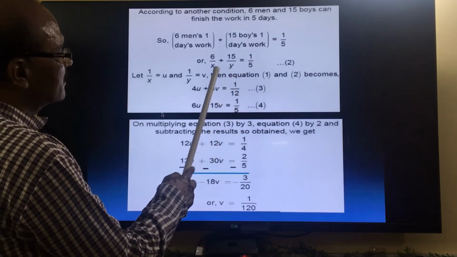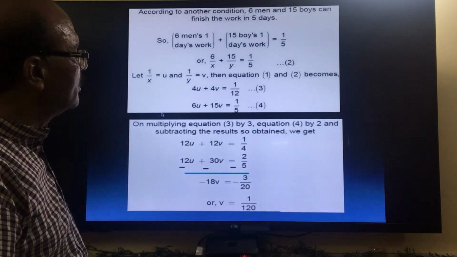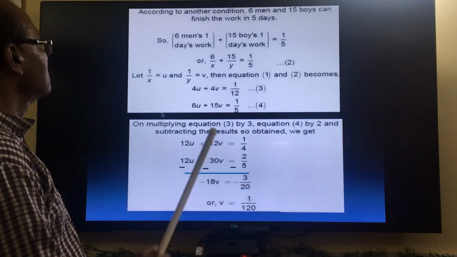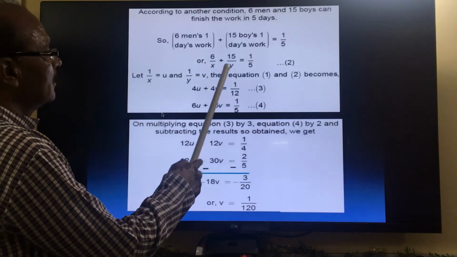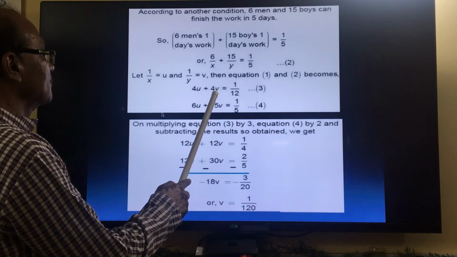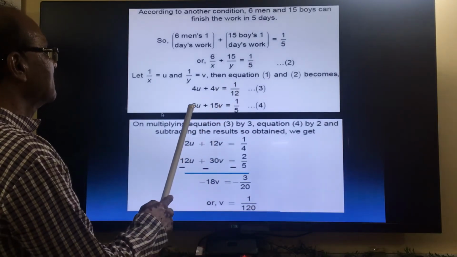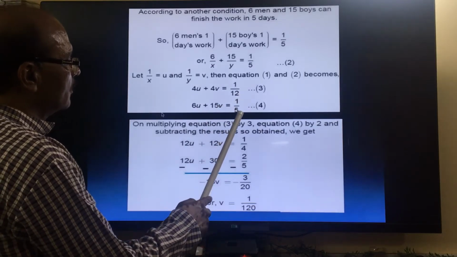And because X and Y are coming in the denominator, these are equations reducible to linear. So we will suppose 1 upon X is equal to U, 1 upon Y is equal to V, and after putting these we will get first equation 4U plus 4V is equal to 1 upon 12. Second equation 6U plus 15V is equal to 1 upon 5.